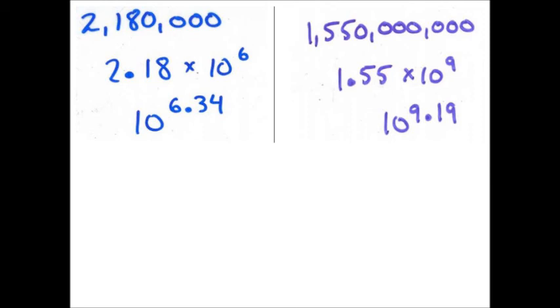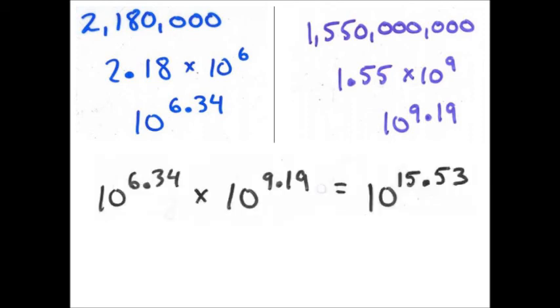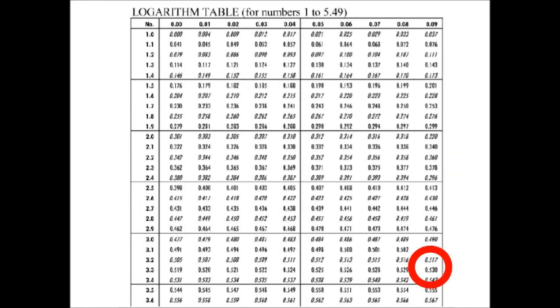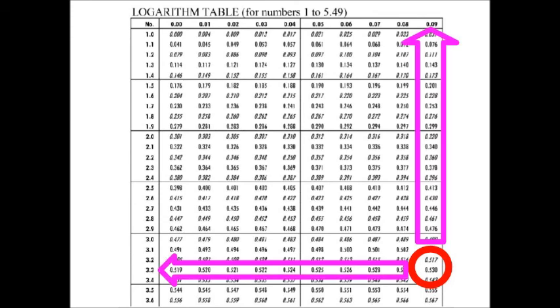Great, we've expressed these two very large numbers as powers of 10, and now we can multiply them together because, like I said, exponents turn multiplication into addition, and I can add 6.34 plus 9.19, adding three-digit numbers easier than multiplying together two three-digit numbers. That's 15.53. And now the question is, how can we get that out of a power of 10? And the answer is, again, the logarithm table. Let's find 0.53. Scanning around. There it is. Again, we're not too concerned about the 15 right now, but 0.53 corresponds to 3.39.